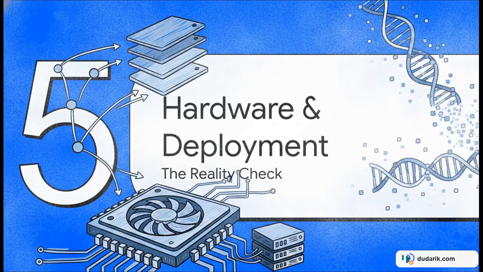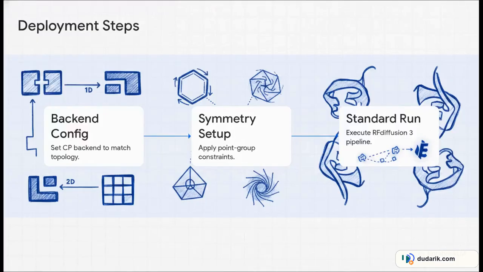Section 5. Hardware and deployment needs. Time for a reality check on what a developer actually needs to know to deploy this today. Honestly, the deployment is remarkably clean because DesignCP operates strictly at inference. Step 1, you literally just configure the backend to match your GPU mesh, whether that's 1D or 2D.